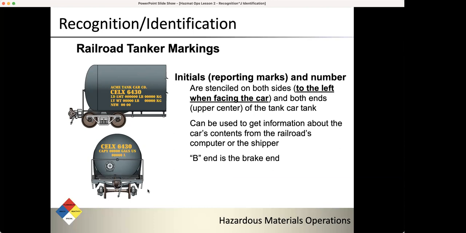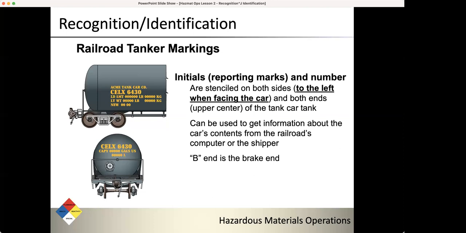Carriage. So initials to the left when facing the car. So why is that important to us? Two things. One, when we contact the railroad, we can tell them this number and they should be able to tell us what's in it. Also, if we were able to get the waybill or the consist from the conductor, it'll be identified also. We'll know this car and what's in it.